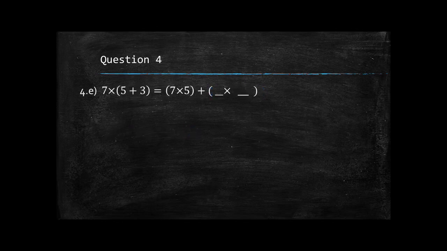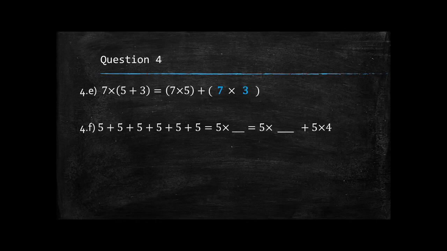4E, 7 times, open brackets, 5 plus 3 is equal to 7 times 5 plus, let's fill in, 7 times 3. If you want to check yourself, you can work out the left-hand side using BODMAS. 7 times 8 is 56. And the right-hand side, we've got 7 times 5, which is 35, plus 7 times 3, which is 21. And 35 plus 21 is also equal to 56.